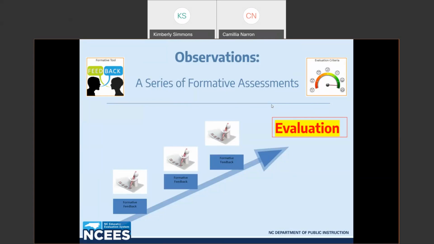Just as a brief review, the year-long process is a series of formative assessments where data is collected on each of the observation rubrics. Then at the end of the year, all of the data is considered, including how many times throughout the year each item on the rubric was noted. And this informs the end of the year summative evaluation.